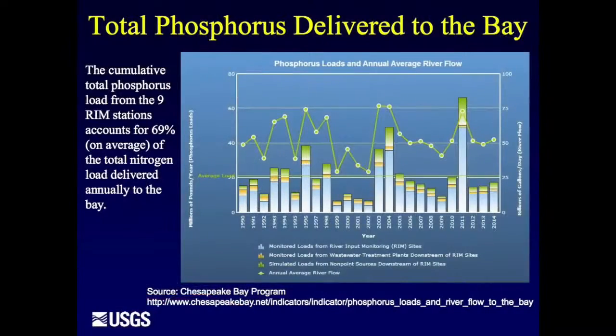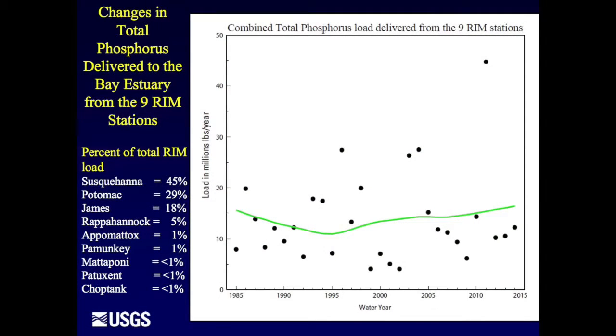So now for the total phosphorus loads delivered to the bay, we have the same setup, and now instead of 63%, the 9 rim stations contribute about 69% of the total load being delivered to the bay. We do have other contributions through point sources and the non-point sources below the fall line, or the river input monitoring stations. So what we want to do again is turn to these blue bars, the 9 river input monitoring stations, and say what is the pattern within those loads, which you see here by the black dots, that we see a different distribution of what's contributing to that total load.